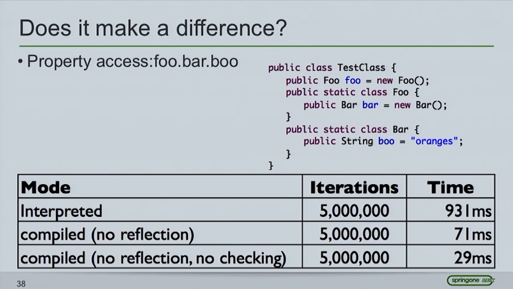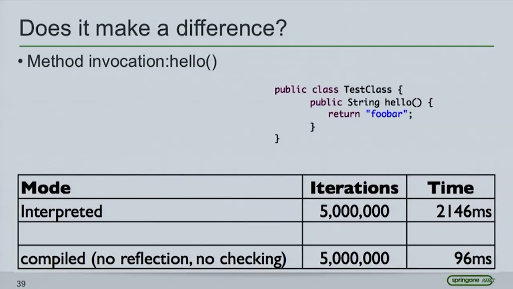Basically, accessing a property inside a method has gone down, and this is again 5 million operations, from 931 milliseconds down to 29 milliseconds. So a good 30-fold performance increase on that. Looking at the invocation of a method, this is the example that I showed you before. We go down from 2 seconds, literally, to run 5 million operations down to less than 1/10 of a second. So in this particular case, 20-fold, is that 20? Yeah, 20-fold increase in performance on this.